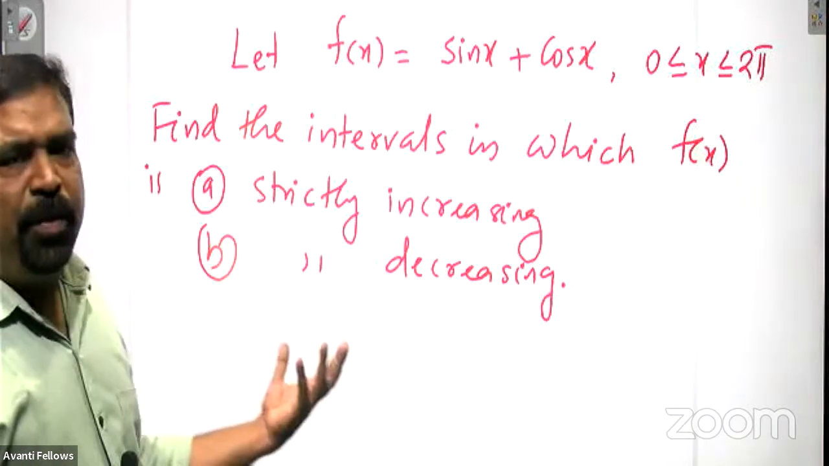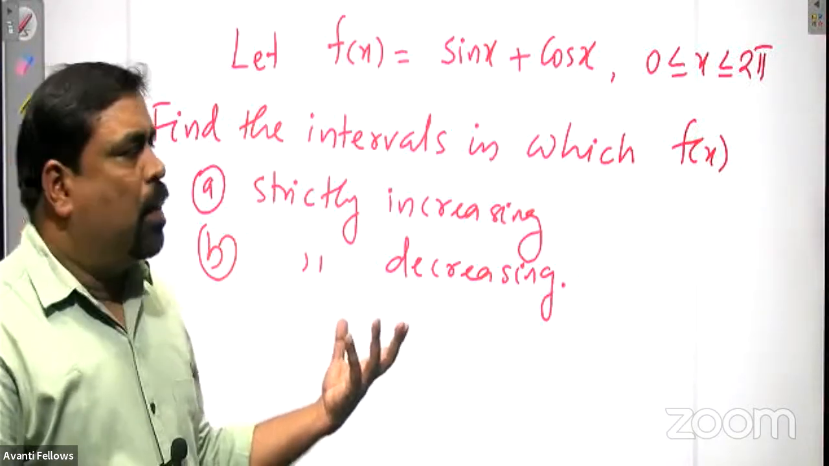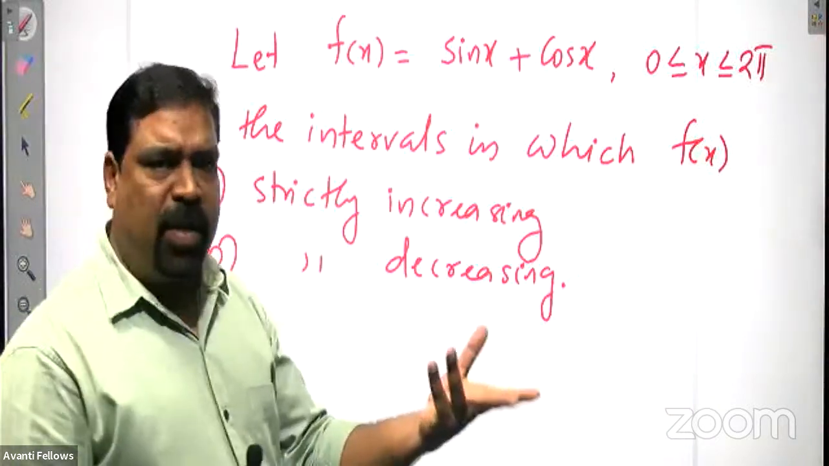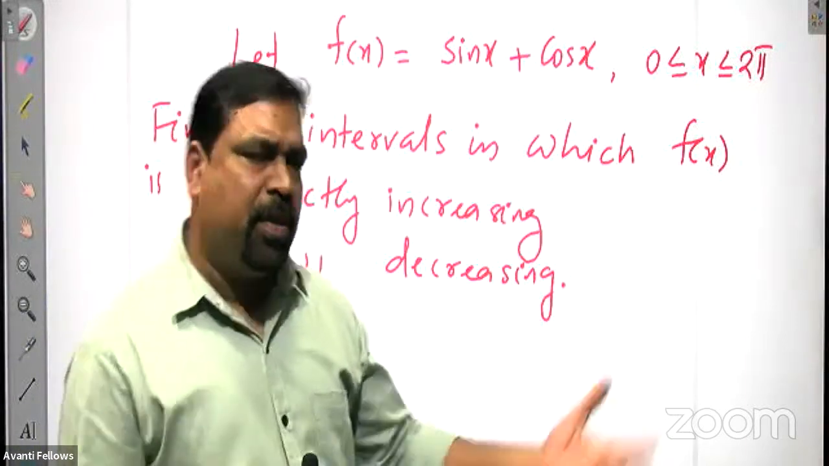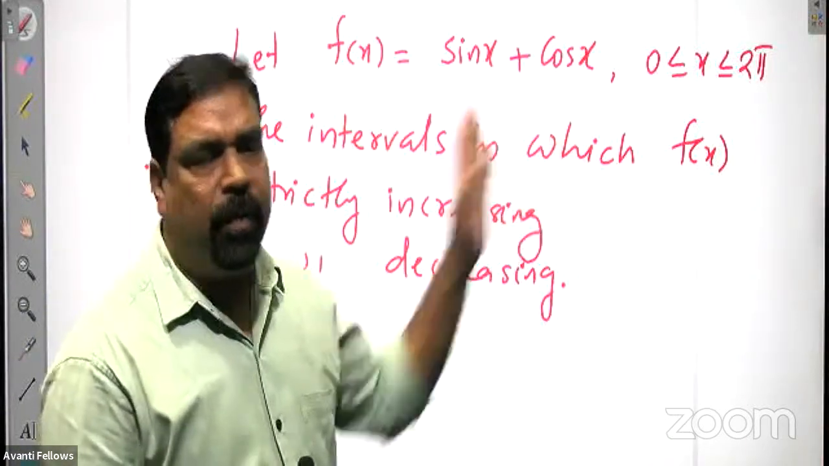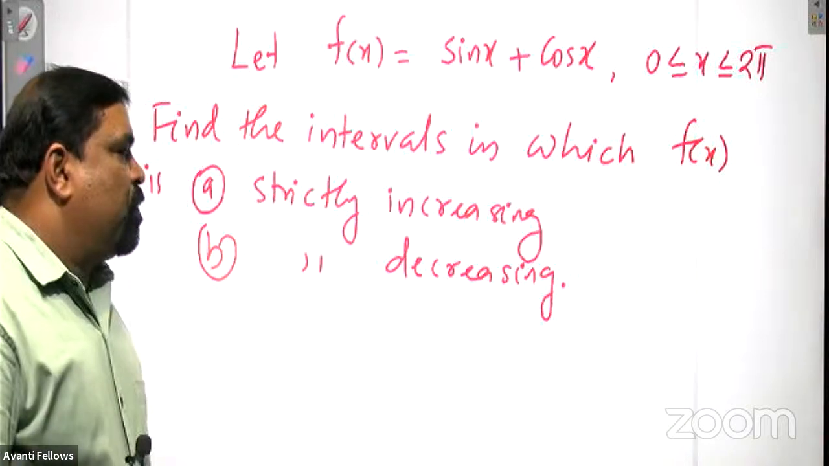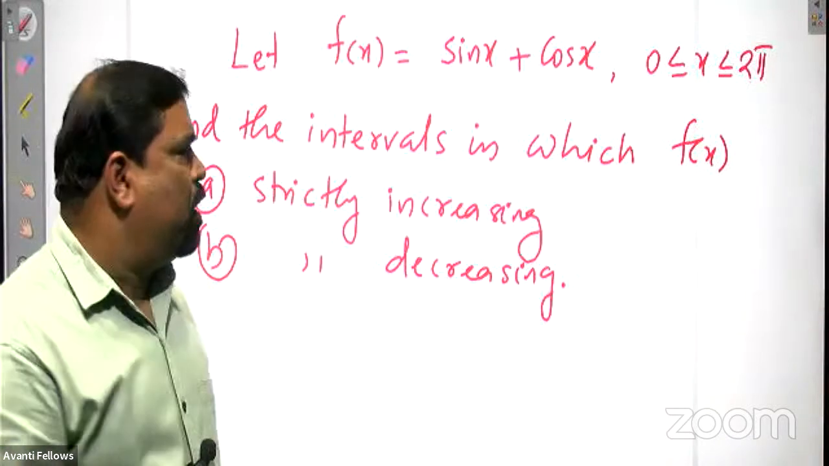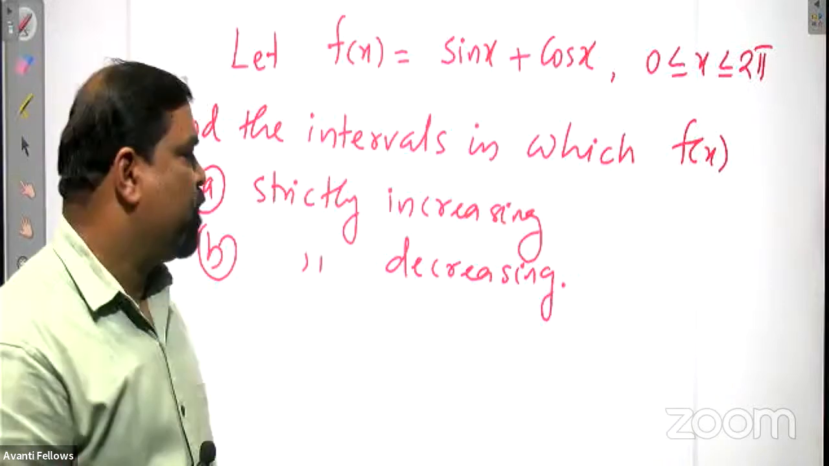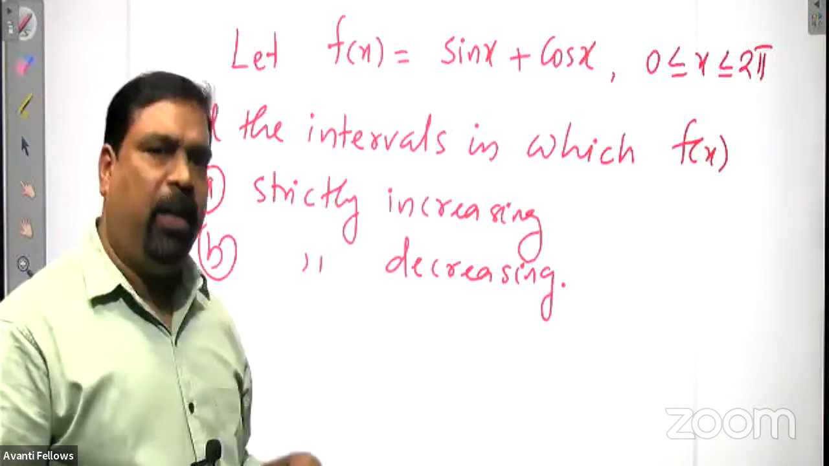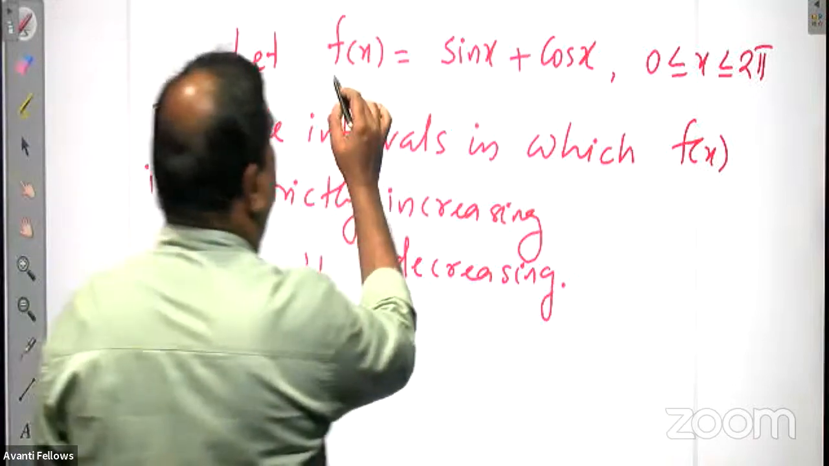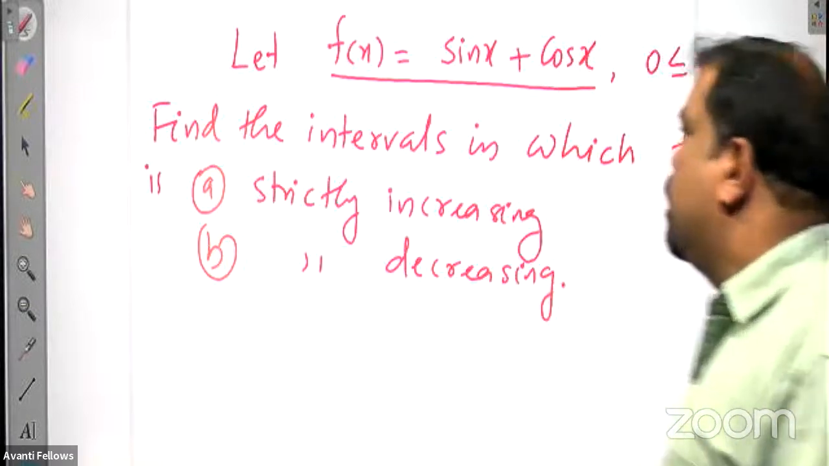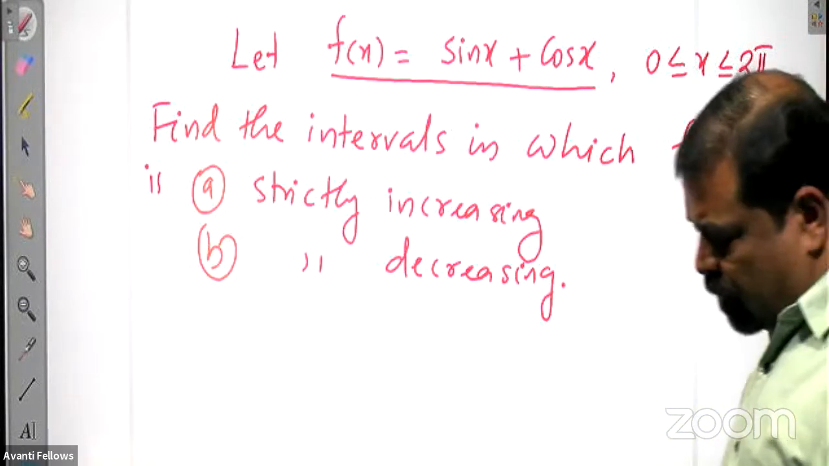So first I have taken an algebraic function, a polynomial function. Now I have taken a trigonometric function. Generally these two types of functions will be asked, either a polynomial or algebraic function, or some trigonometric function. Same method actually. We have to find the intervals where this function is strictly increasing and where it is strictly decreasing. So this is our function f of x equal to sin x plus cos x. All of you can find the derivative. First step is to find the derivative actually.